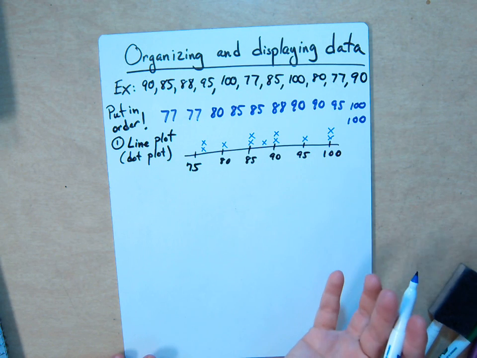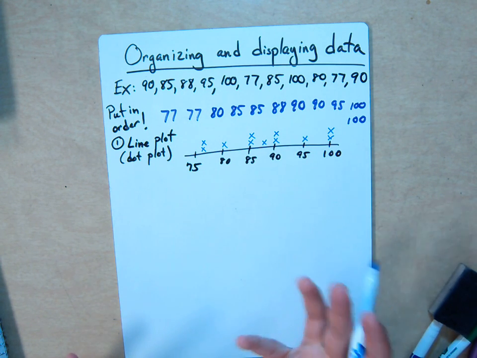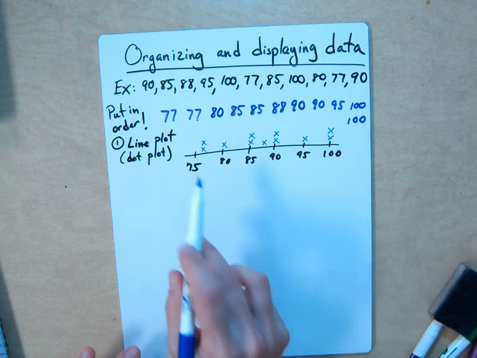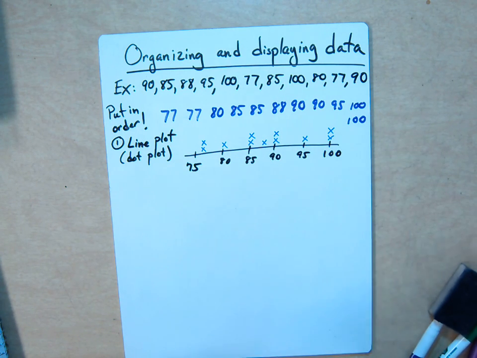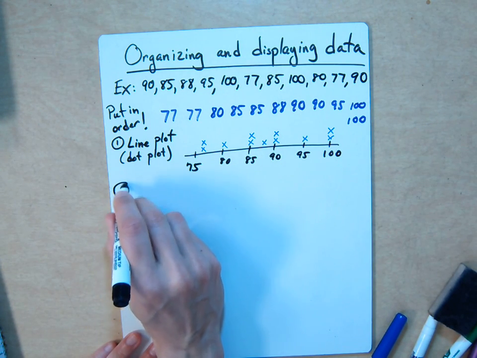So this is actually a way of looking at it, and it's a distribution. So you can see how many of each thing you have, and that word distribution is going to come up a lot, and it lets you visually see what the data looks like. So that's one way. Now we have something called a stem and leaf plot.